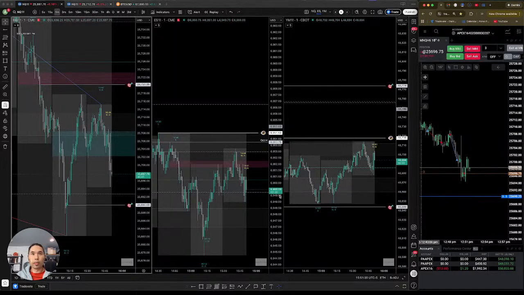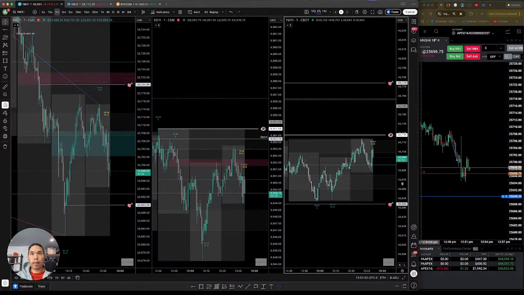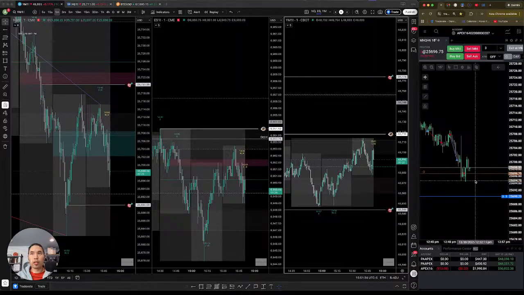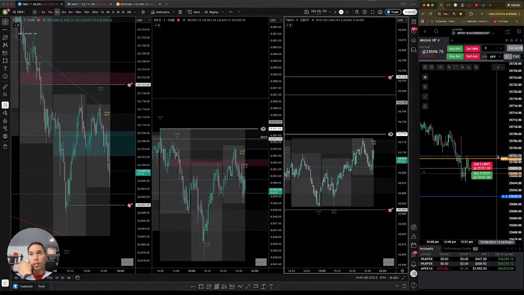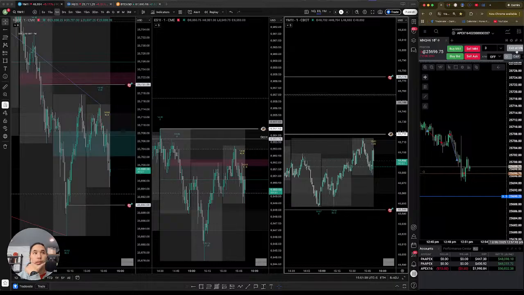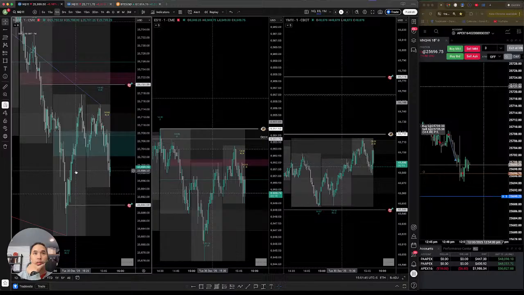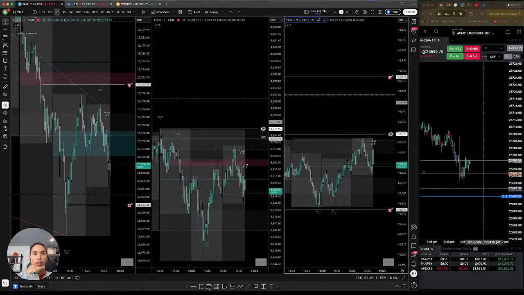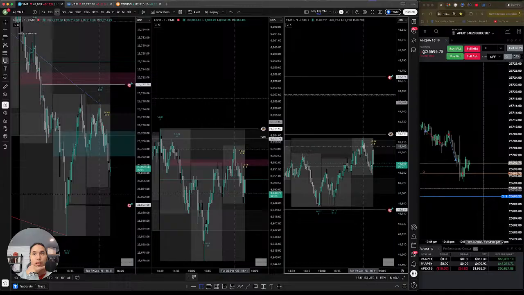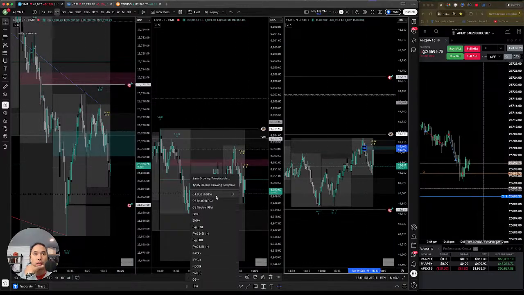I'm gonna look at my probabilities here. Let's see here. I don't like this. I might just get out. I'm not super confident in this. See if I can trust this SMT. Okay, we're holding this 1 minute. I want to see us continue to reject that.